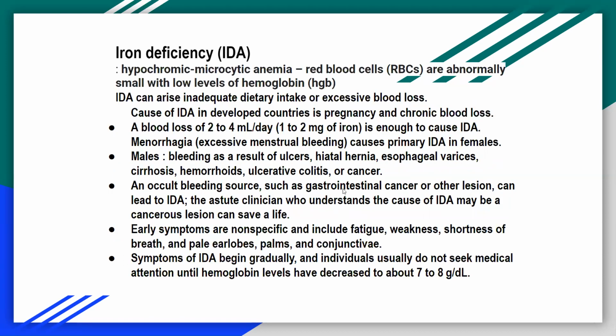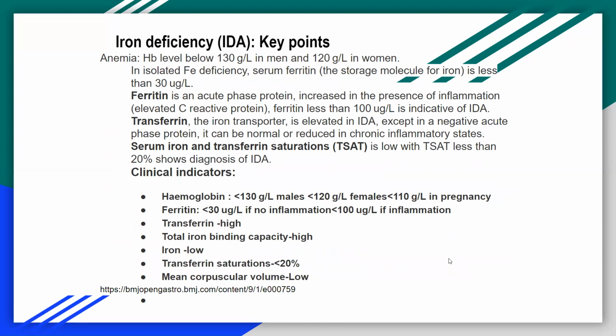Iron deficiency anemia. Very common in board exams and clinical settings. So you have to know how you diagnose them, what the clinical indicators are, what signs and symptoms the patient is presenting with, and at what level of hemoglobin you would be concerned or ask the patient to seek medical opinion. Here are the key points listed in the slide. The normal levels of hemoglobin are listed, and the key clinical indicators are ferritin, transferrin, serum iron, and transferrin saturation.